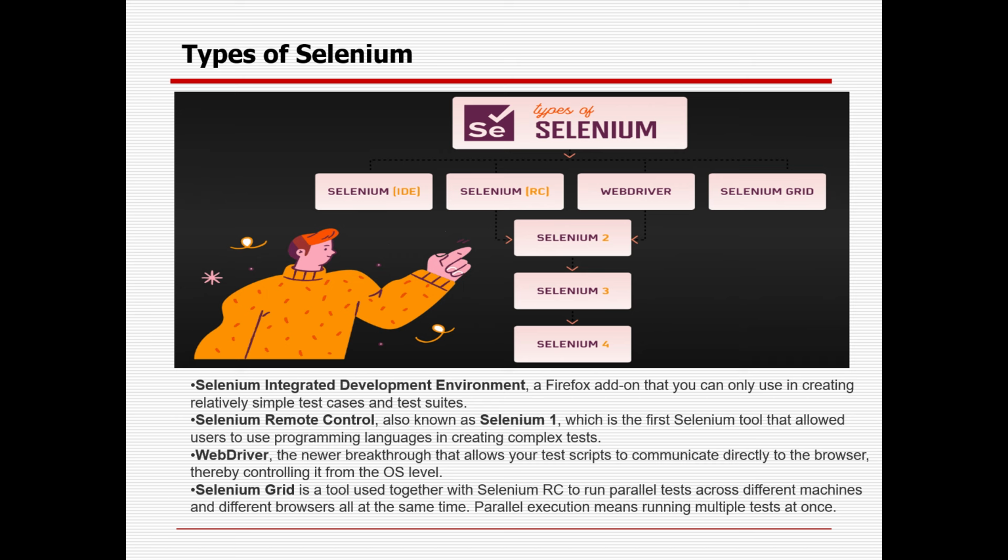Then Selenium WebDriver came, which is the newer breakthrough that allows the user's test script to communicate directly with the browser, thereby controlling it from the OS level. Selenium RC and Selenium WebDriver were integrated into Selenium 2, 3, and nowadays Selenium 4 is available. Selenium Grid is a tool used together with Selenium RC to run parallel tests across different machines and different browsers at the same time. Parallel execution means executing a test case or multiple test cases simultaneously.